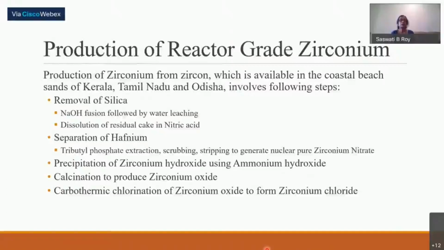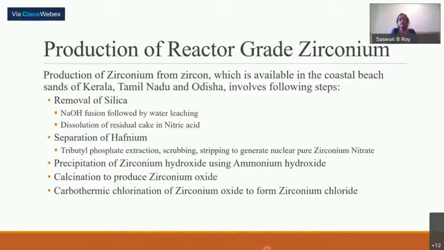So in this zircon sand, which contains along with zirconium always naturally hafnium, this hafnium is a very big neutron poison. You know, hafnium is such a good neutron poison that it can be used as a reactor control material. So when zirconium is going as a structural material, hafnium has to be removed properly.